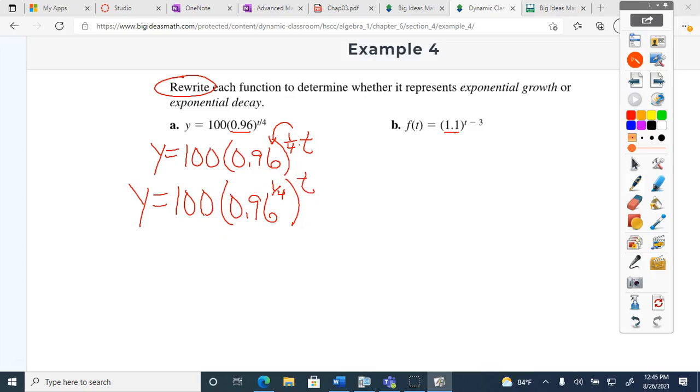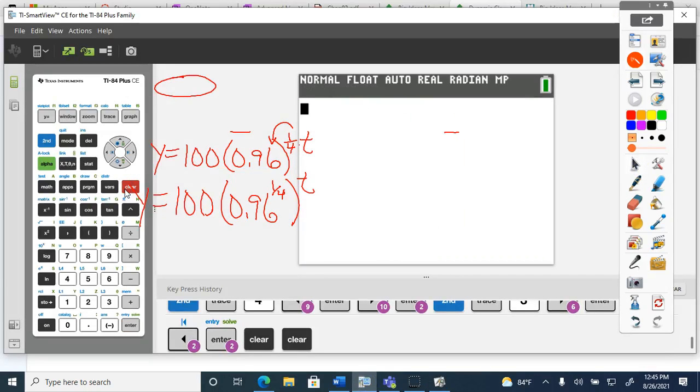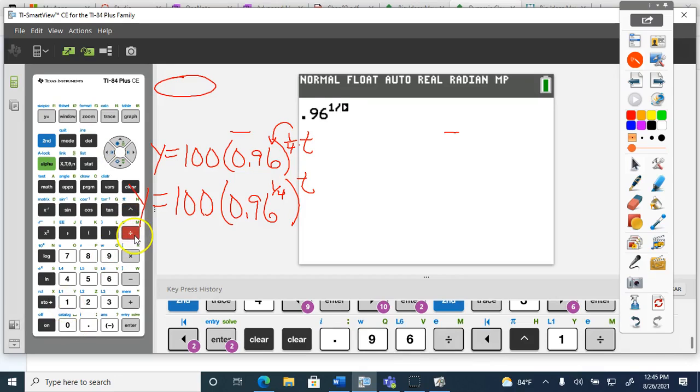to the t power. And now we can take that 0.96 and put it in our calculator and actually figure out what this is, okay? So 0.96 to the 1/4 power.